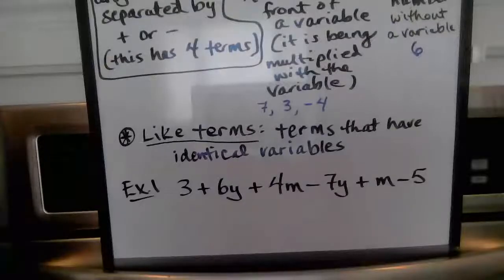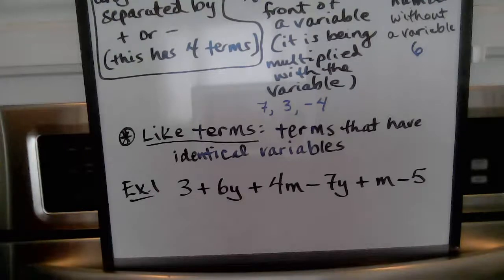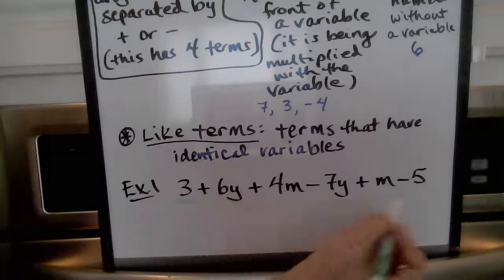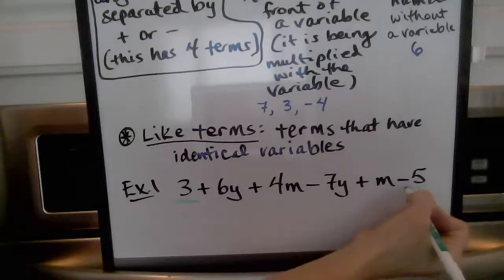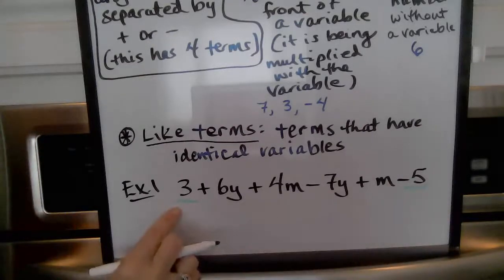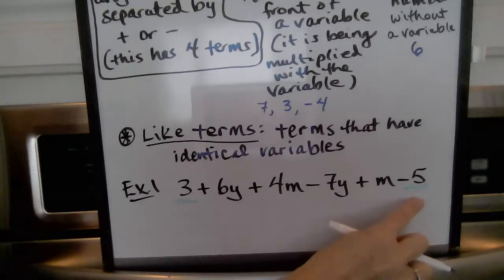All right, so let's talk about like terms. That's the title of this lesson, combining like terms. So to be like terms, they are terms that have identical variables. So in example 1, we have some different terms that have y's, m's, and we also have constants, and constants go with other constants. So let's go ahead and just use some color to kind of group things together. So we have a 3 as a constant and a -5. Don't forget this is a -5 here. Those are going to go together.